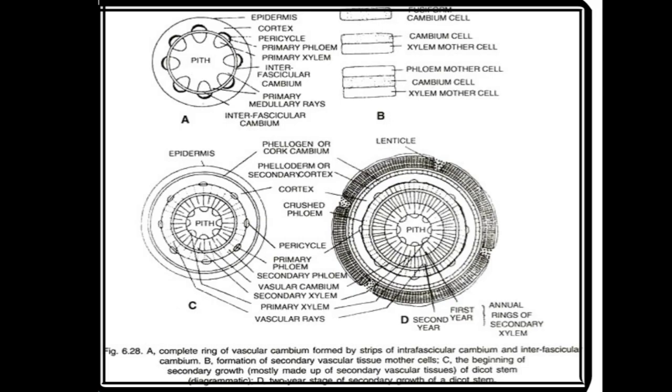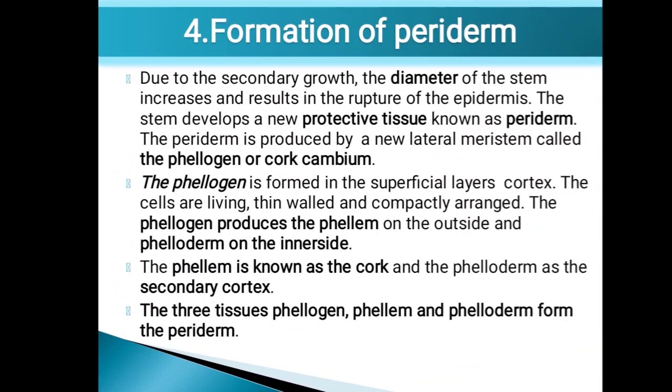So next step is formation of periderm. How does the formation of periderm begin? Due to the secondary growth, the diameter of the stem increases, and this results in the rupture of the epidermis. The stem develops a new protective tissue that is known as periderm. The periderm is produced by a new lateral meristem called phellogen or cork cambium, that is seen in the earlier image which I will show you.